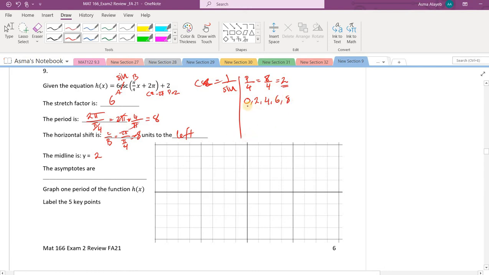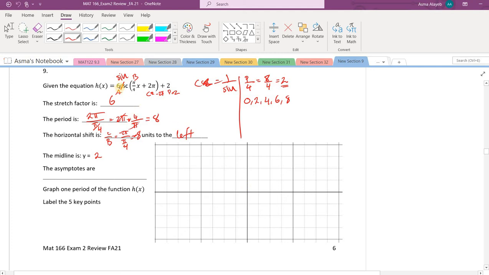What I can do now is add the horizontal shift, or the phase shift here, which is subtracting negative 8, or subtracting 8. But I'm not going to do it this way. What I will do is create a new x-axis and a new y-axis, and then put these numbers on the new axes instead. So I'm going to graph my vertical shift first. The vertical shift is 2, and the amplitude is 6.